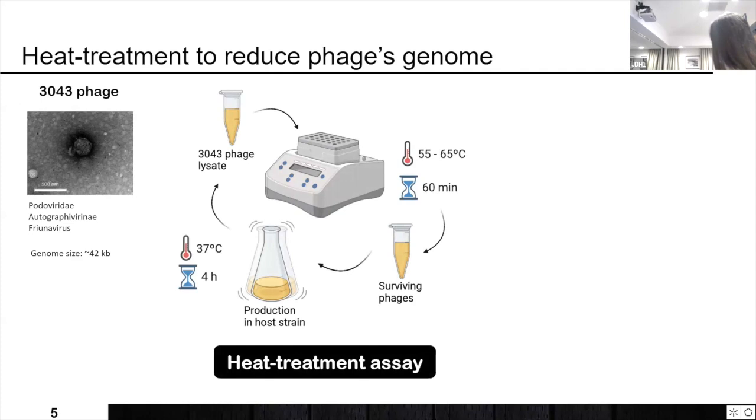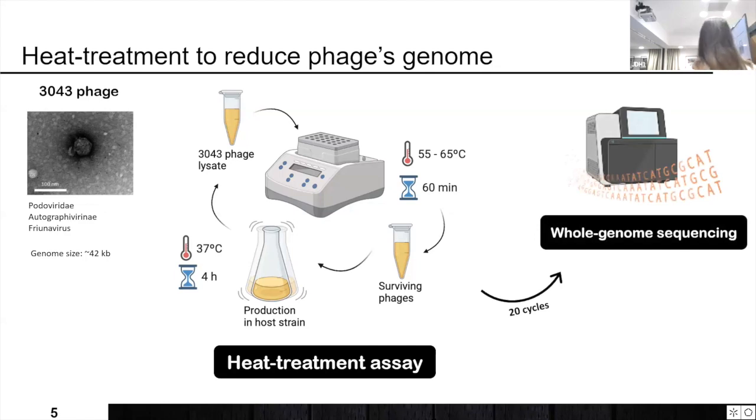And the image that you see displayed in the slide represents one cycle of heat treatment. So basically, we subject the phage through an incubation for 60 minutes at a high temperature. In our case, in the first cycles, we used 55 degrees. And later on in the final cycles, we increased to 65 degrees. And then the surviving phages are produced in the host strain, and then they are subject to the heat once again. And so we performed this for 20 cycles, and afterwards we sequenced the mutants through whole genome sequencing.